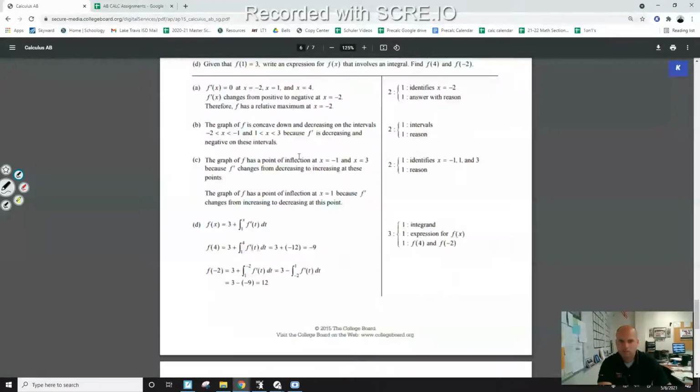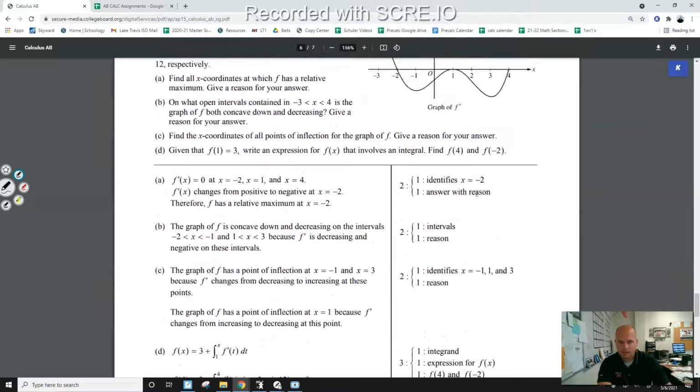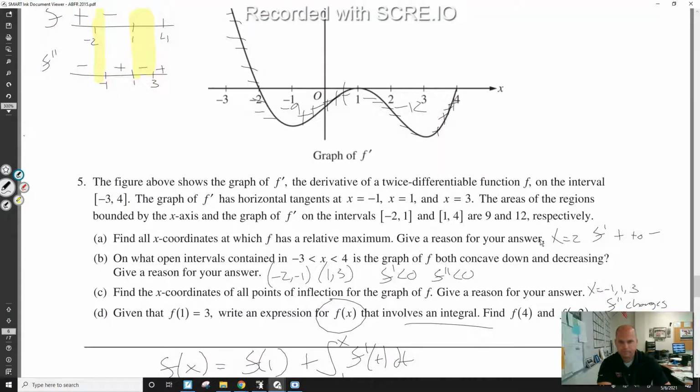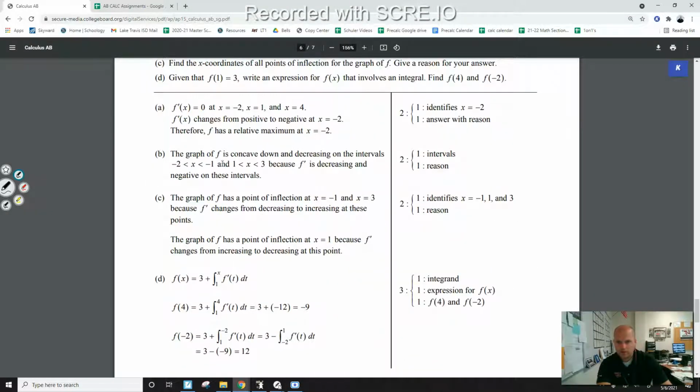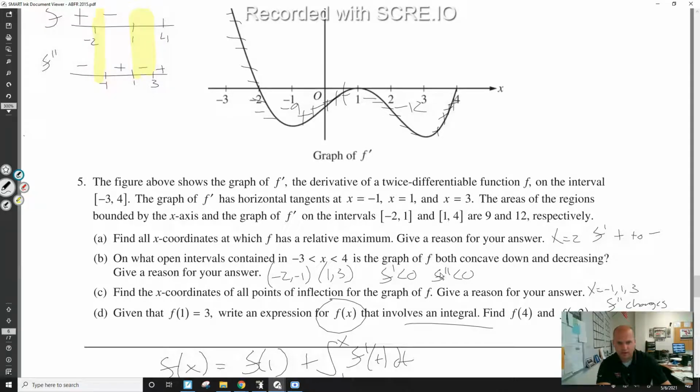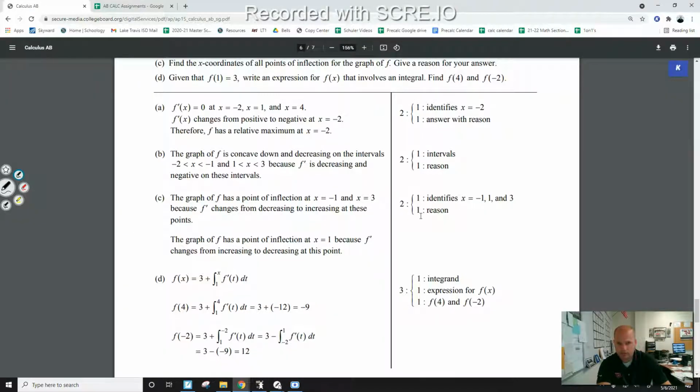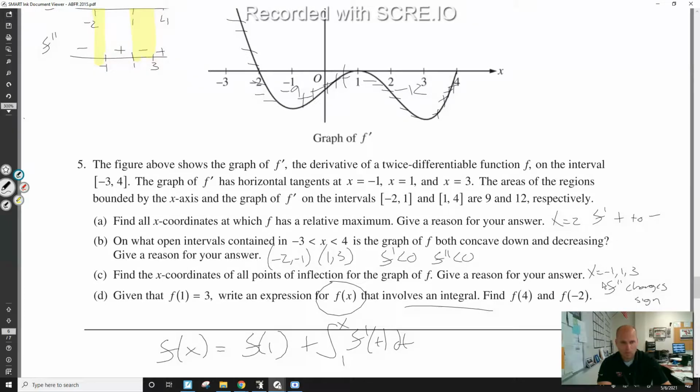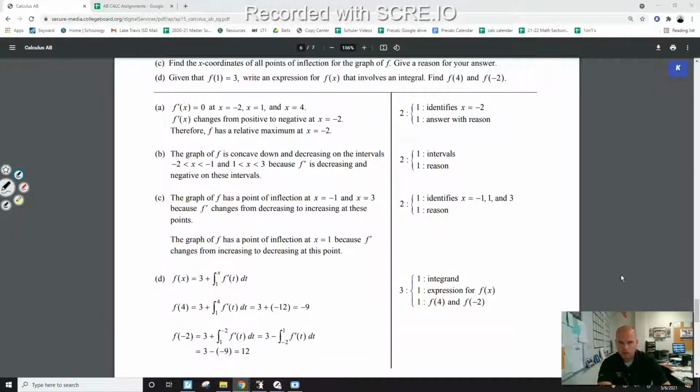There it is. Identifies x equals -2. F prime changes from positive to negative. Boom. 2 points. -2 to -1, 1 to 3. F prime is negative, f double prime is negative. 2 points. Point of inflection at -1 and 3. F double prime changes sign. Yeah, gosh, they write so much. You don't have to do that. Just say f double prime changes sign.